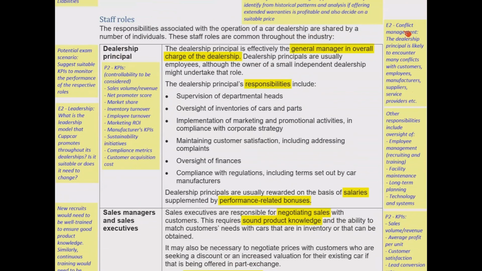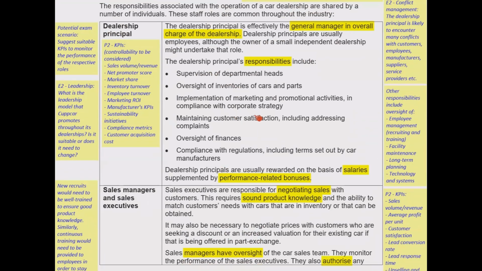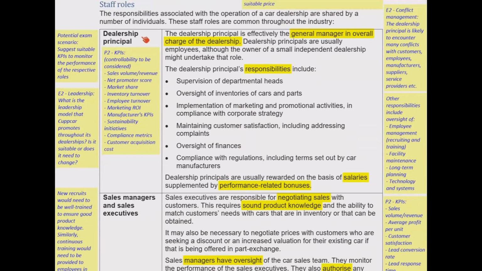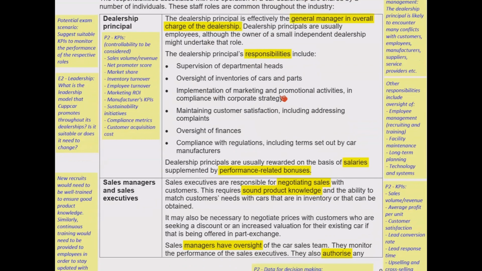Also, just a little note here about conflict management. Within the dealership, there are different areas, different staff roles, different, if you like, departments, and there's going to be conflict, and it's going to be up to the dealership principal to manage those conflicts.